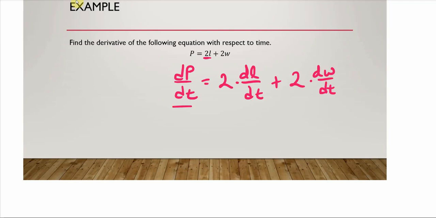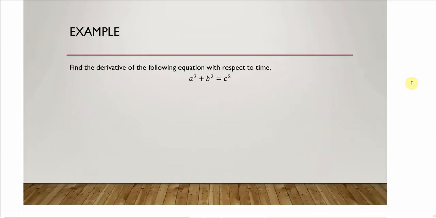So that means that the change in the parameter is not only going to change with respect to the change in the length, but it's also going to change with respect to the change in the width. All right, so that means that dB/dt is dependent on dL/dt and dW/dt. Okay, let's try another one.